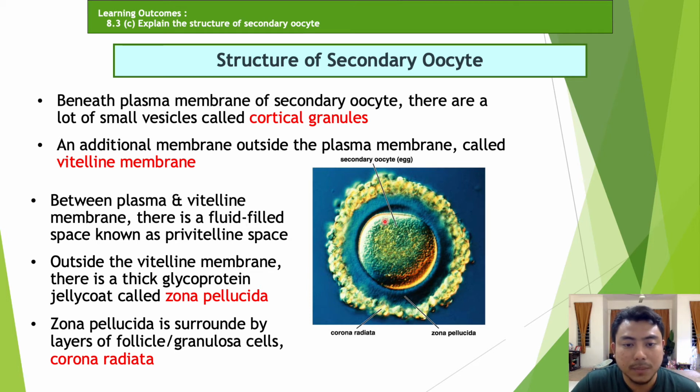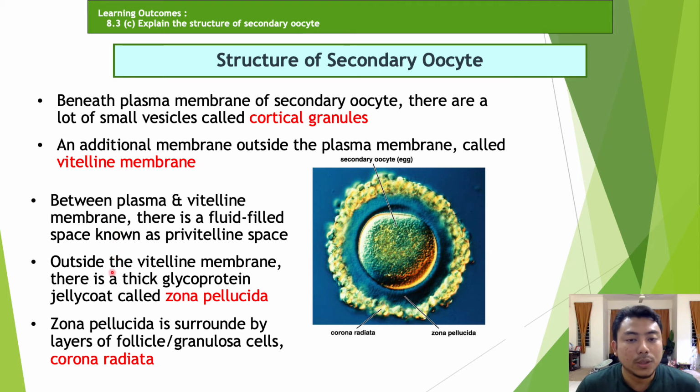Just underneath this plasma membrane we can find the cortical granules. Okay. Any additional membrane outside of the plasma membrane, additional membrane one is called vitelline membrane. So ada satu lagi small membrane dipanggil sebagai vitelline membrane. So between plasma and vitelline membrane, there is a fluid filled space known as perivitelline space. So this is only extra information for this point.